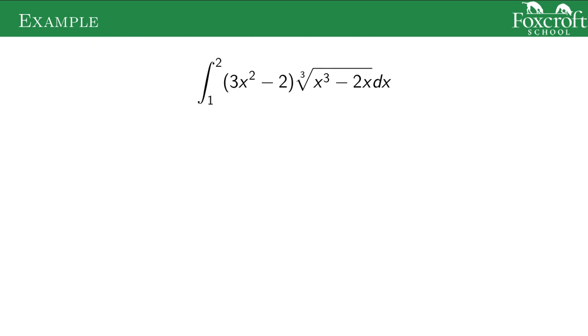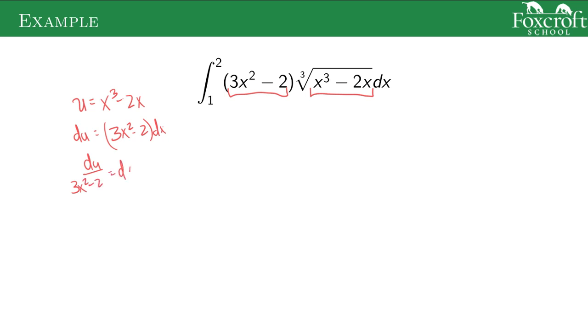This one's a little bit more complicated. If you look at this one, we have something whose derivative is also in the expression. So just a clear sign, we're going to use u substitution. And our u is the thing inside of something else. So our u is x cubed minus 2x. Take the derivative, du is 3x squared minus 2 dx. Divide that over, so we can plug it in.